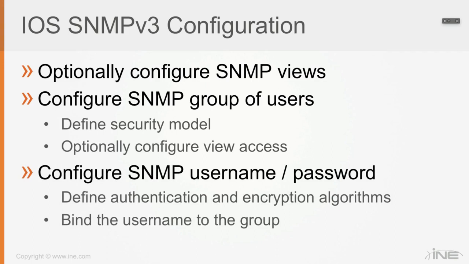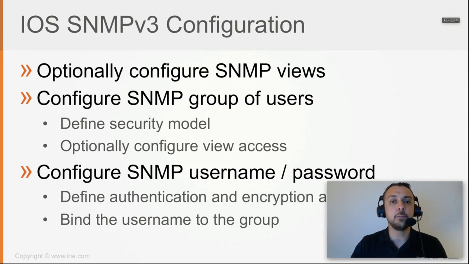Then we define the SNMP username and password, and of course at the username level we define the authentication and encryption algorithms, and we bind the username to the group. So at the username level we just define the authentication password and protocol and the encryption method. But in the end, we have to bind the username to the group, because the group, let's say the container, the group object, has defined the security model and the view access.